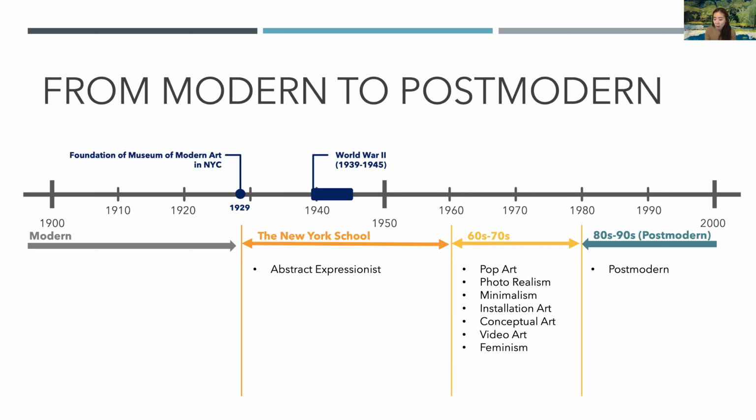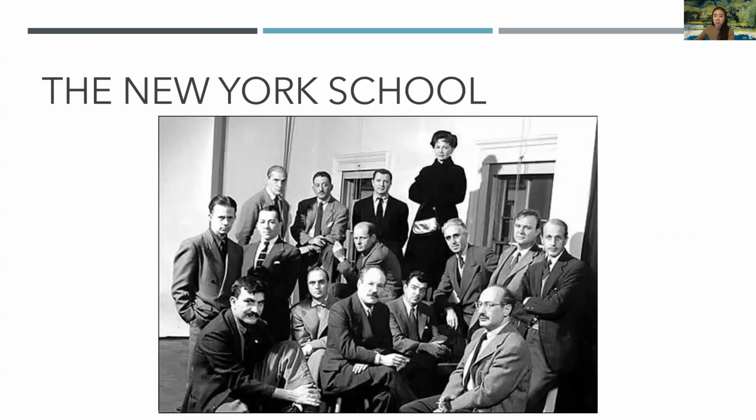There are diverse art movements, art styles that emerged in the 60s and 70s in America. So today we are going to see the abstract expressionists of the New York School and one of the popular art movements, pop art, in the 60s and 70s. So let's see the New York School first.